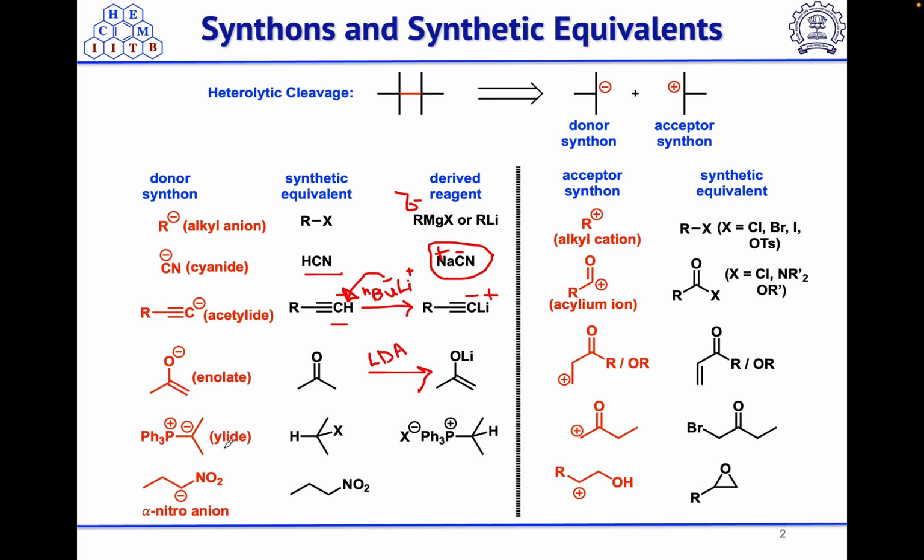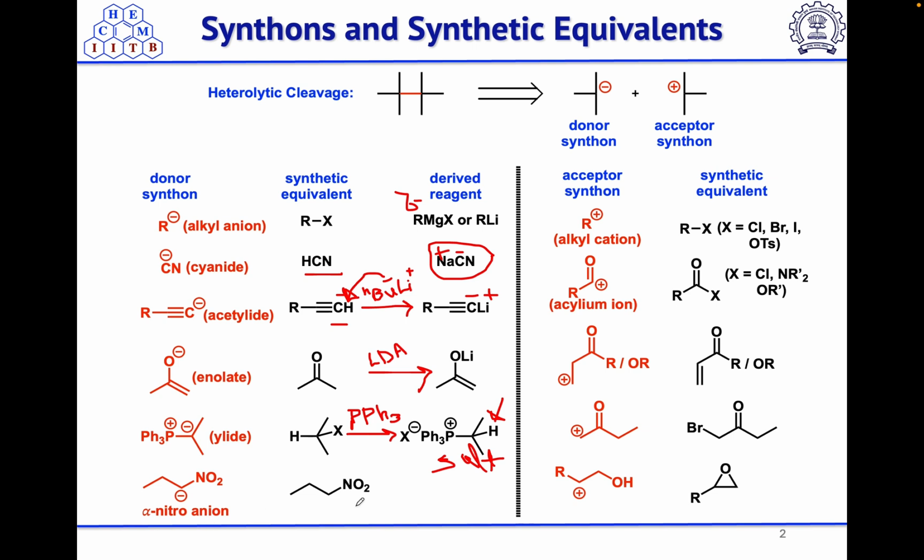What about the ylide? Ylide is well known for the Wittig reaction, and from where can we get this ylide? Basically, if we have this halide type of compound and we treat it with PPh3, PPh3 will undergo an SN2 reaction, and it will generate this salt. And if you treat this salt with base, the base will abstract this proton, and it will give the corresponding carbanion, and that will be the corresponding ylide, right?